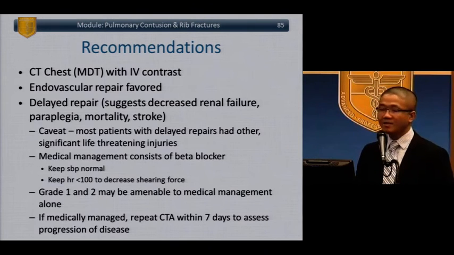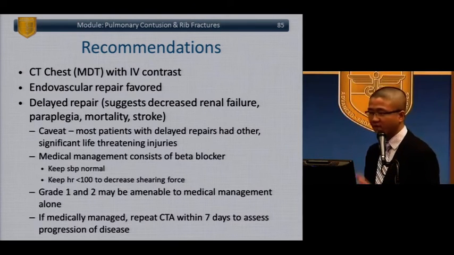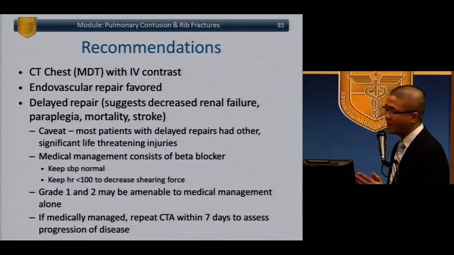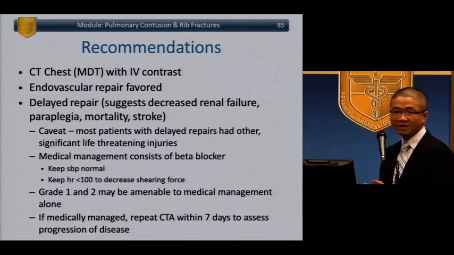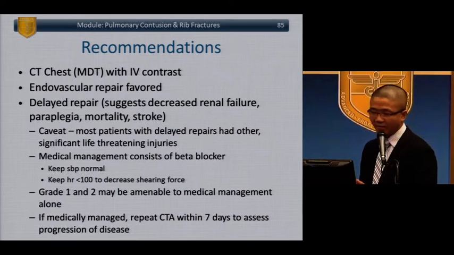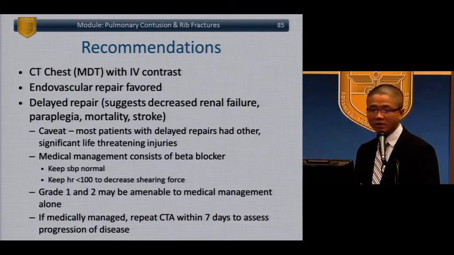All right, CT chest, once again, non-invasive, is a recommended diagnostic study. So CT chest, multi-detector, and endovascular repair is favored now. Many centers across the country have great experience endovascularly. Delayed repair suggests decreased renal failure, paraplegia, all the bad things that we associate with thoracic or really abdominal aortic repairs.